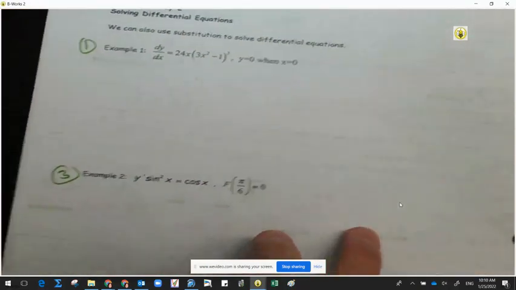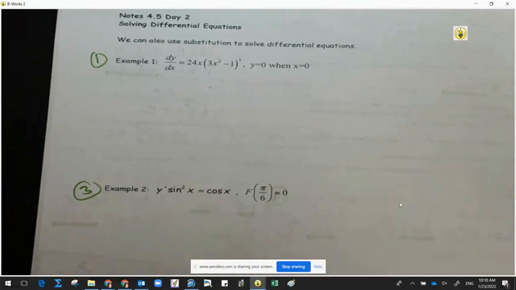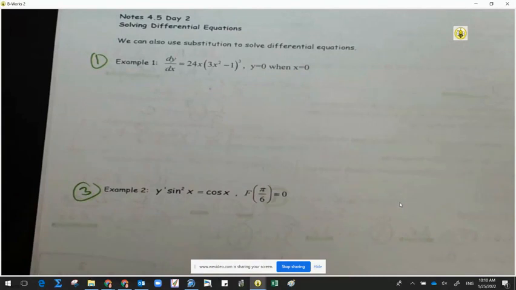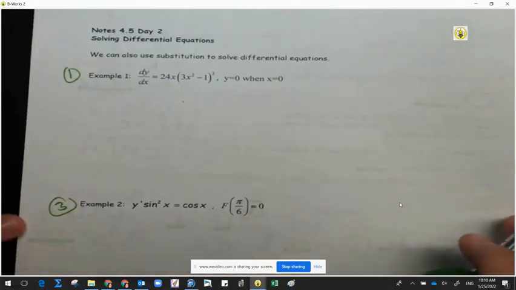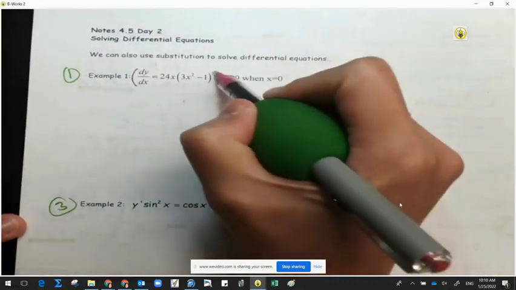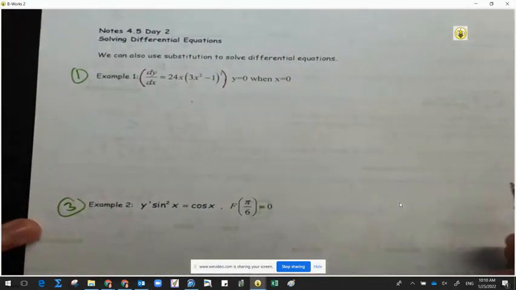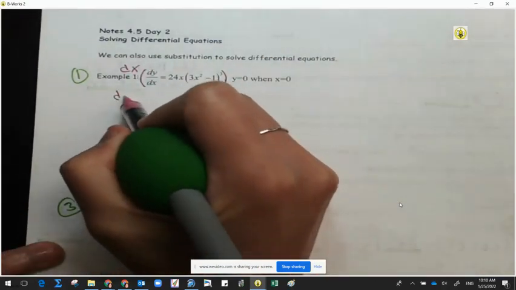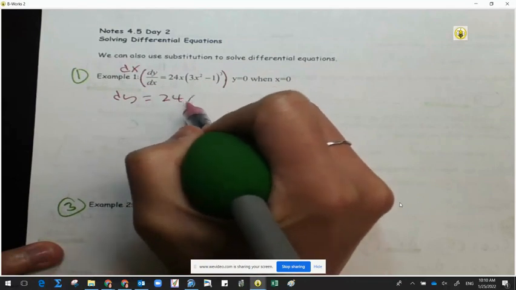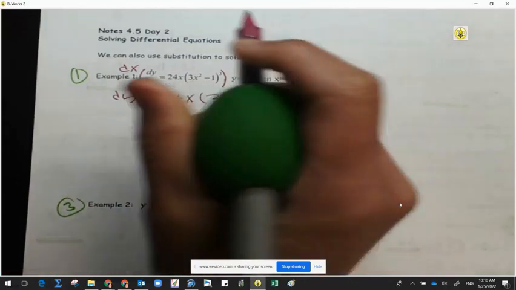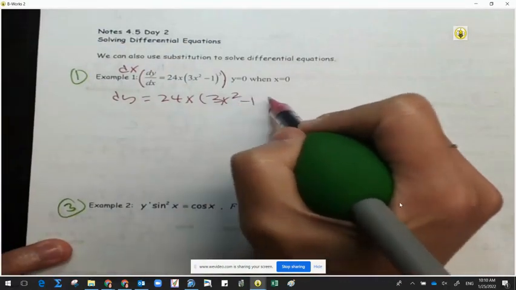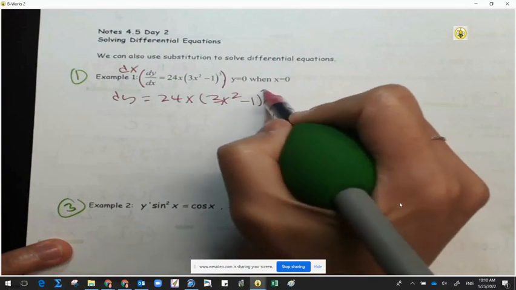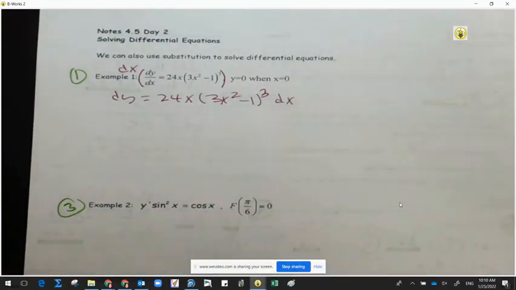All right, on example number 1, we are solving for y. And after we solve for y, we're going to plug in y equals 0, x equals 0 to get that particular solution. So let's start by the following. What must I multiply the whole thing by to get rid of that fraction? dx. So I have dy is equal to 24x of 3x, not 3, yeah, it is 3x squared minus 1, all cubed, and dx, of course, at the end.